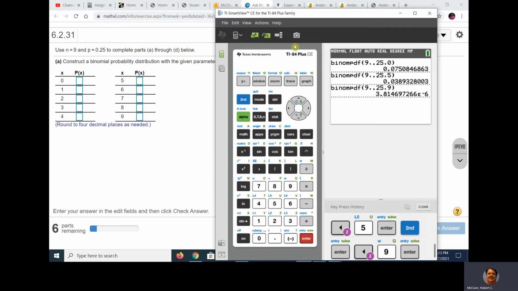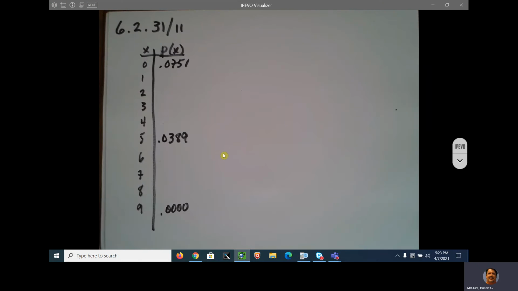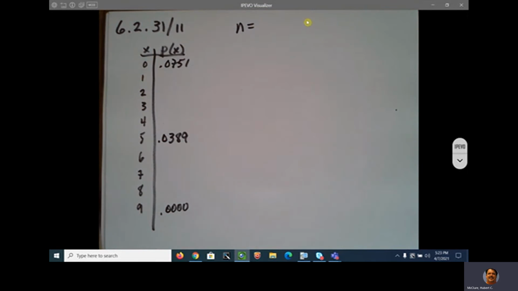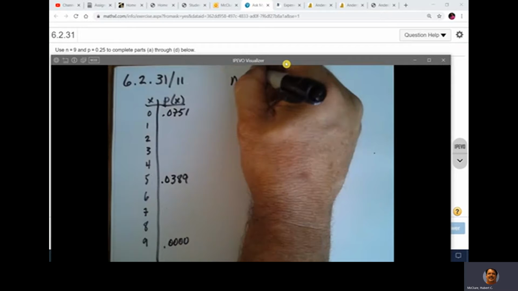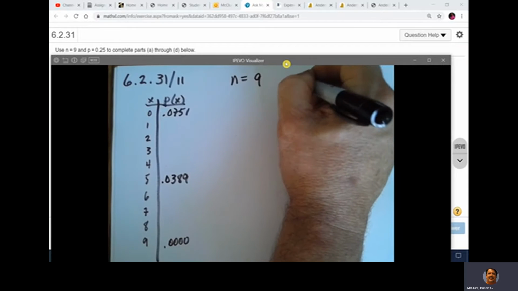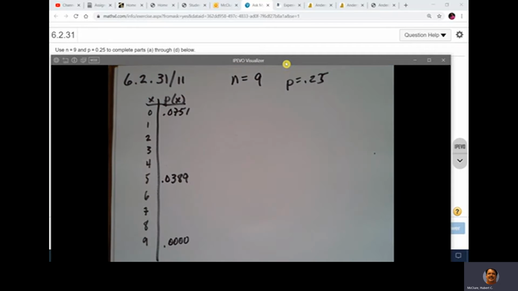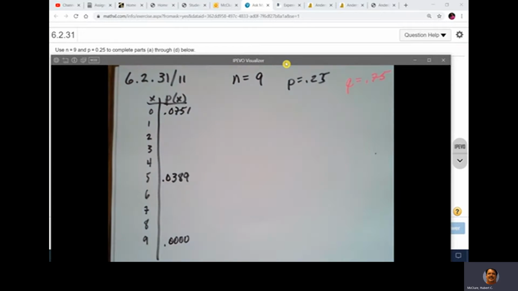Okay, so my question looks like this. That's what it looks like so far. N is equal to, what was it, 9? N is equal to 9. P is equal to 0.25. Therefore, Q is equal to 0.75. And I can go ahead and do the mean and the standard deviation.